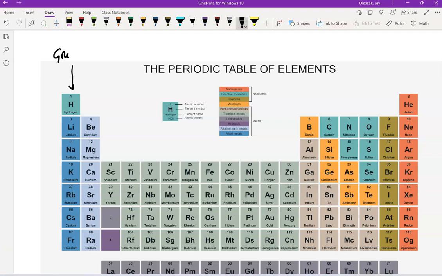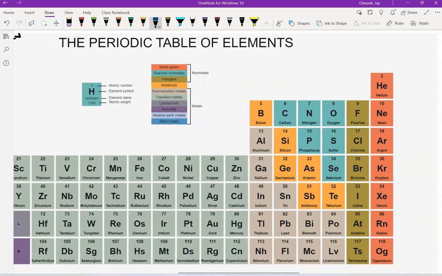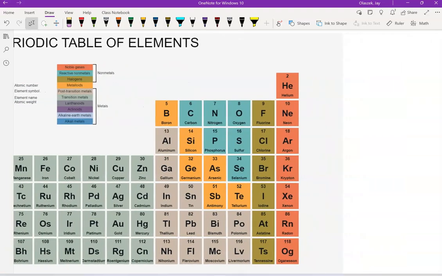We'll call this Group 1. We'll say this is alkali. Let's spell that correctly. We'll say Group 1 is alkali metals. If we were trying to identify the noble gases, we find them over here in this red group. This is group 18. Remember that noble gases are all the elements that are non-reactive. So we'll say group 18, noble gases.